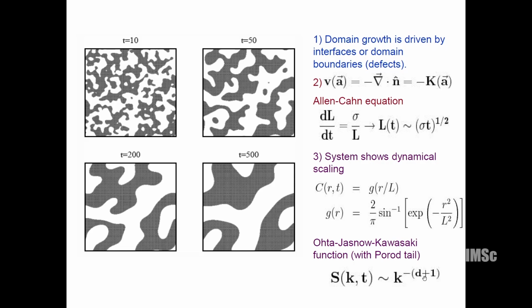Usually the long wavelength is the small k part. And then the structure factor shows usually something. Yeah, it shows the universality the other way around basically. Any scattering of interface defects gives k raised to power minus dimensionality plus 1.